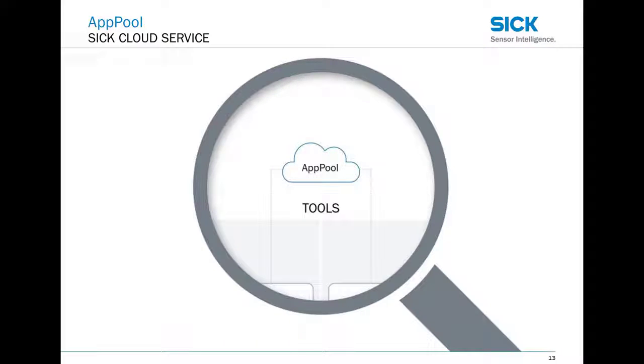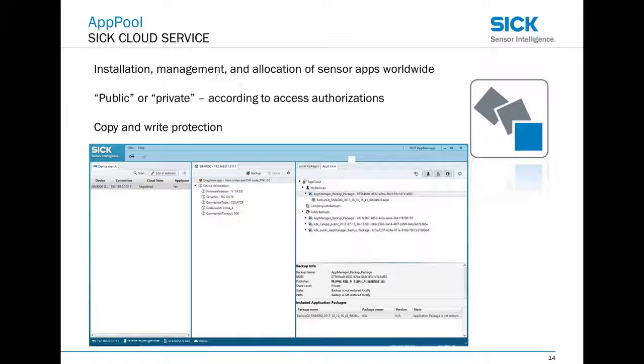Using the cloud service ZIC App Pool, users can browse for apps that fit their precise requirements from anywhere in the world. It is a safe and convenient way for AppSpace developers to share their solutions and find new ones, but also to increase their visibility and position themselves as experts for programmable sensors. Developers decide whether their apps will be available publicly or only for a select group of users. Furthermore, they can make their apps read and copy protected to retain their intellectual property.